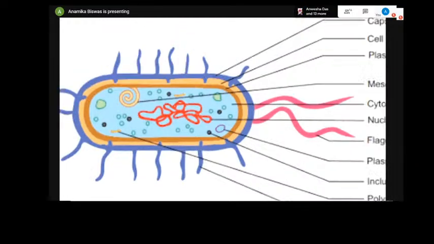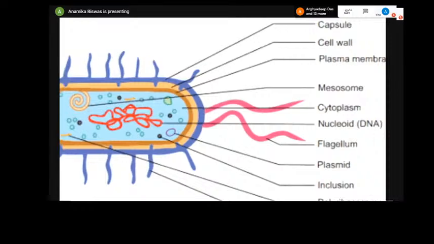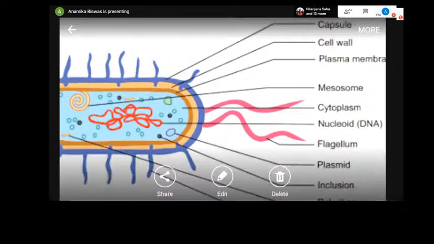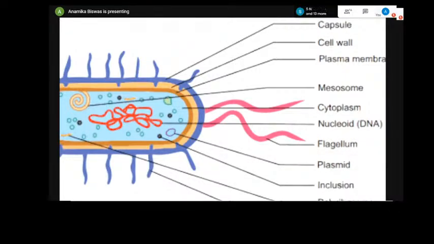Now, what is mesosome? You can see their cell membrane. These mesosomes are formed by the extension of the plasma membrane into the cell in the form of vesicles or tubules or lamellae. So by this extension of the plasma membrane, the mesosome is formed. These mesosomes are equal to the mitochondria of eukaryotes. Their main function is to participate in aerobic cellular respiration in prokaryotes.